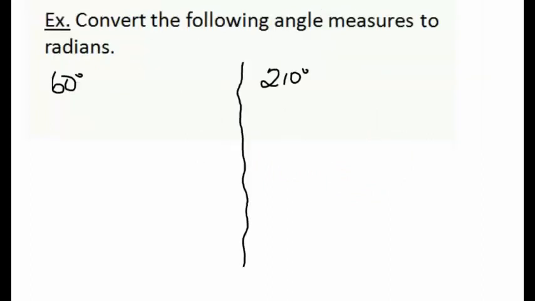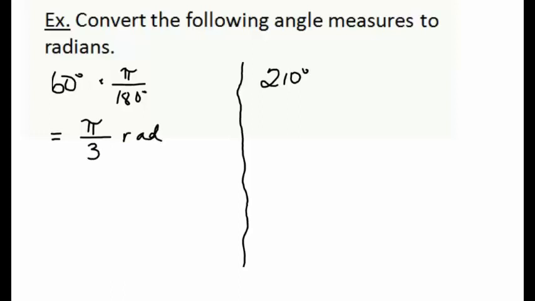Let's convert the following angle measures into radians. Starting with 60 degrees, what we want to do is multiply by the ratio pi radians over 180 degrees. What we can do next is notice that 6 is going to go into 18 3 times. So we're going to be left here with pi over 3 as our radian measure for 60 degrees.